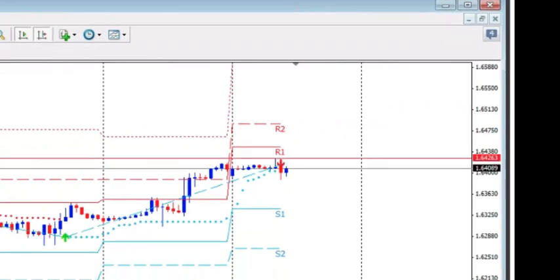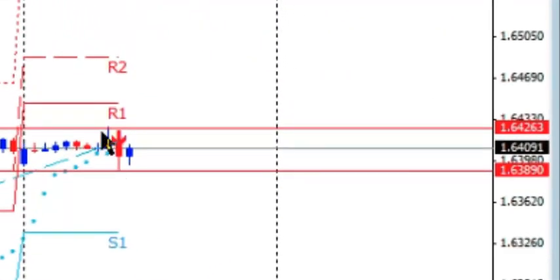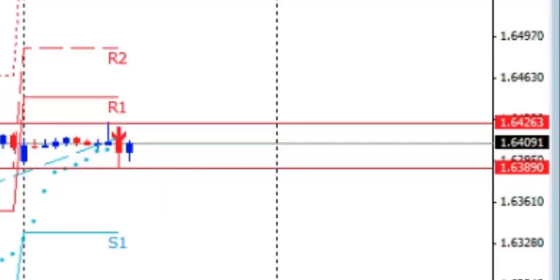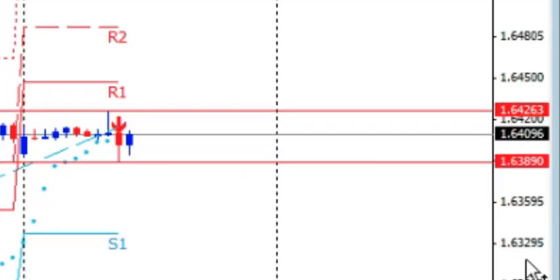And currently, we're trading in a range here between, these are the important levels, so pay attention, 164.26 and 163.90. Those are the levels that we're looking for some form of breakout. That's where you'd want to be trading.